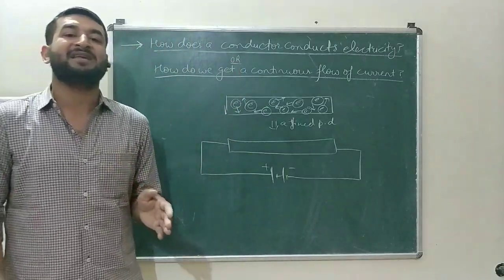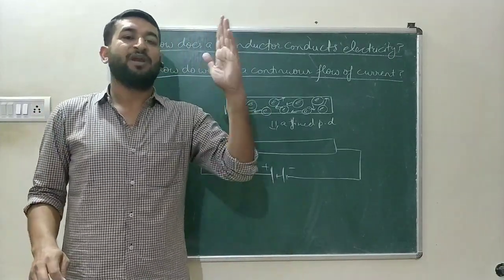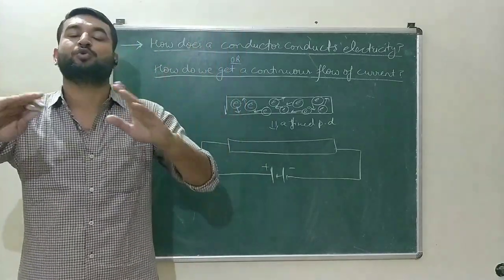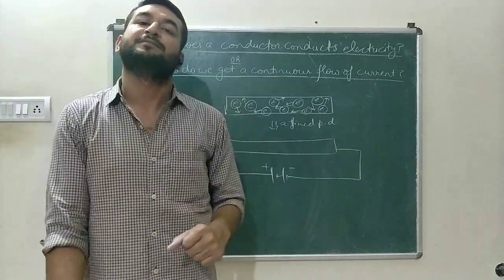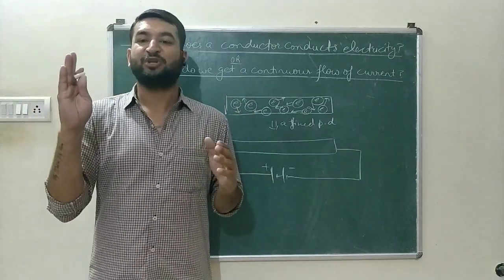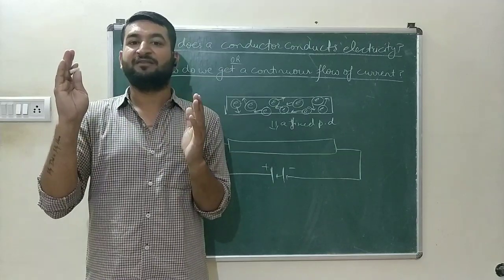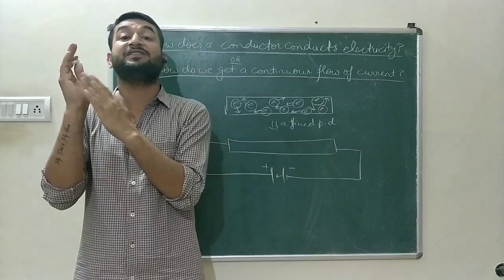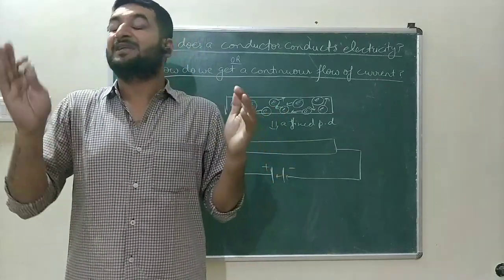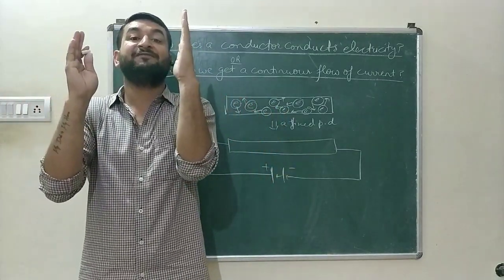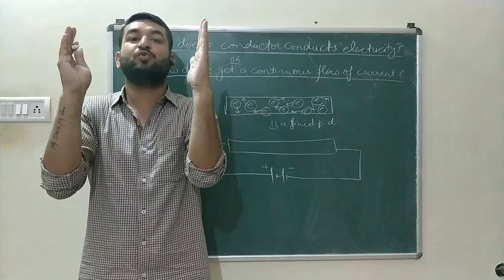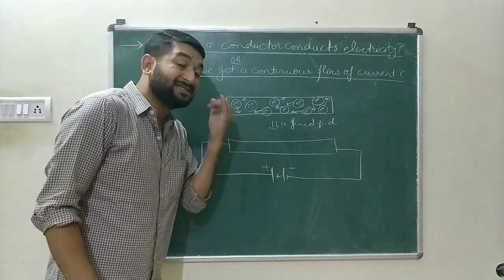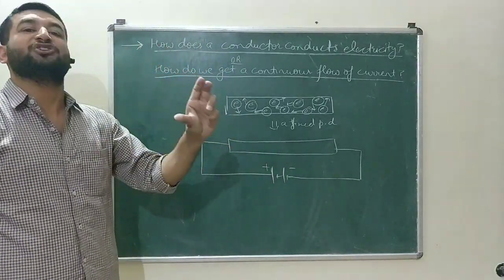A cell or a battery has a fixed potential difference. At one end, the cell has 1.5 volt, at the other end it is 0 volt. So 1.5 minus 0, the total potential difference is 1.5. If this end has a potential of 110 and this has 330, then what is the potential difference? 330 minus 110, 220 volt. Let us suppose this is 10 volt and this end has 20 volt. What is the potential difference between the two ends? 20 minus 10, 10 volt. So by connecting a cell, we get a fixed potential difference.